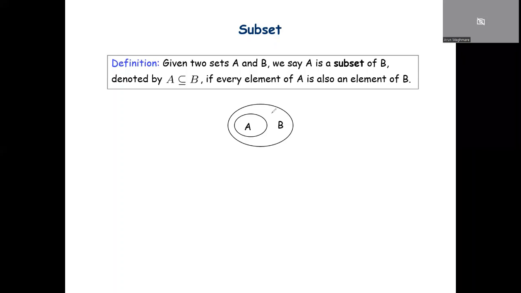So same here. This outer circle is B, right? And the inner circle is A. So all the elements of this set A belong to B. Whatever elements are in A, those elements are in B also, right? It means here A is a subset of B. A is a subset of B.